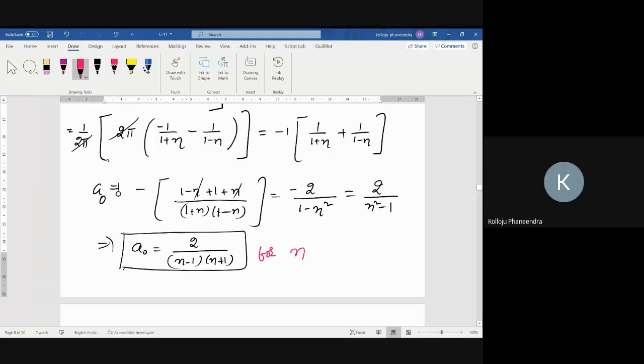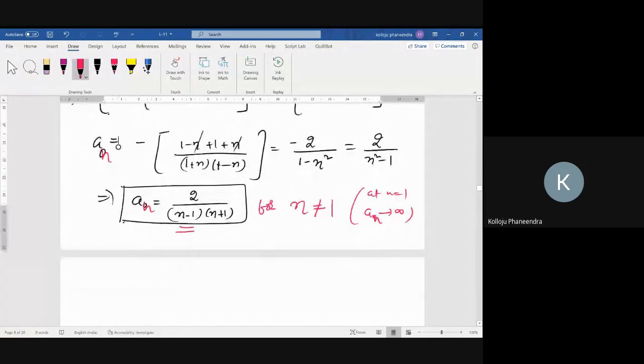This an is valid for n not equal to 1. When n equal to 1, what is this one? At n equal to 1, an tends to infinity. Therefore, this an is defined only for n not equal to 1. For all remaining terms, n equal to 2, 3, 4 and up to infinity, its value is 2 by n square minus 1. But what about a1?